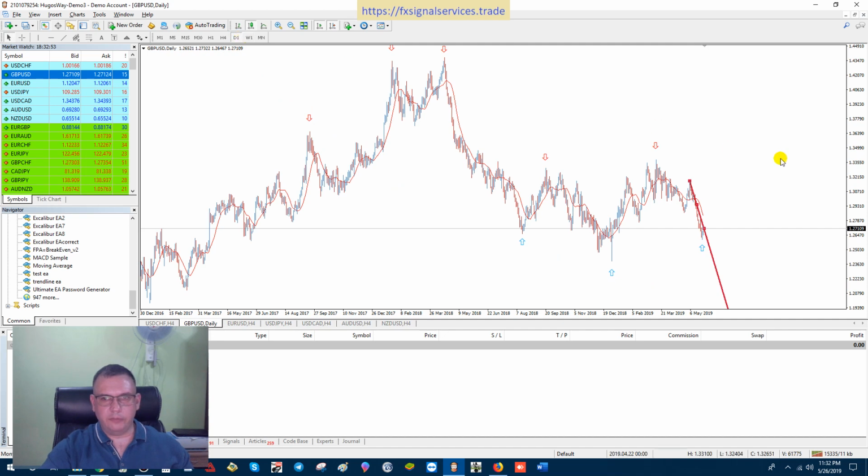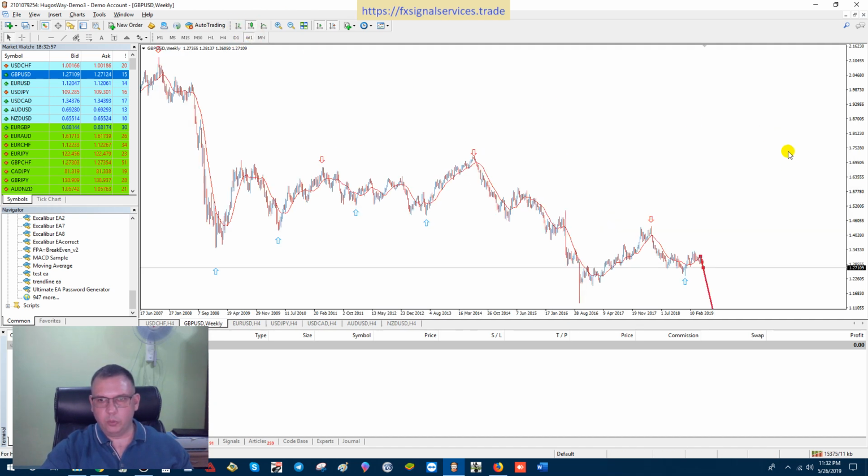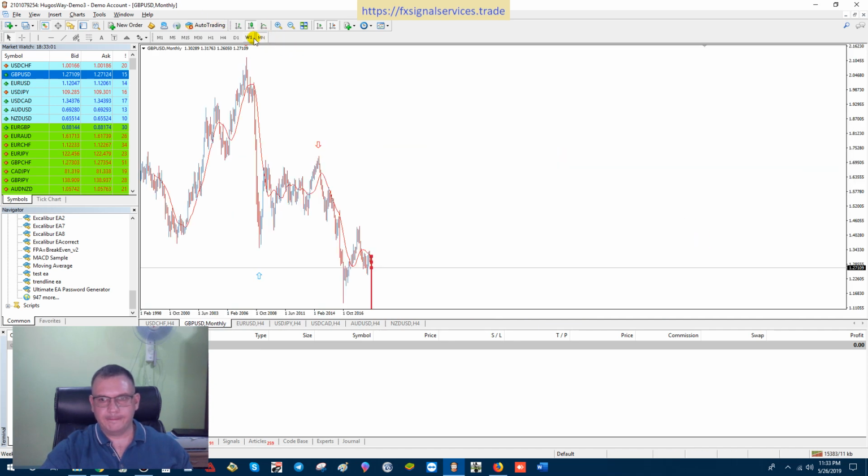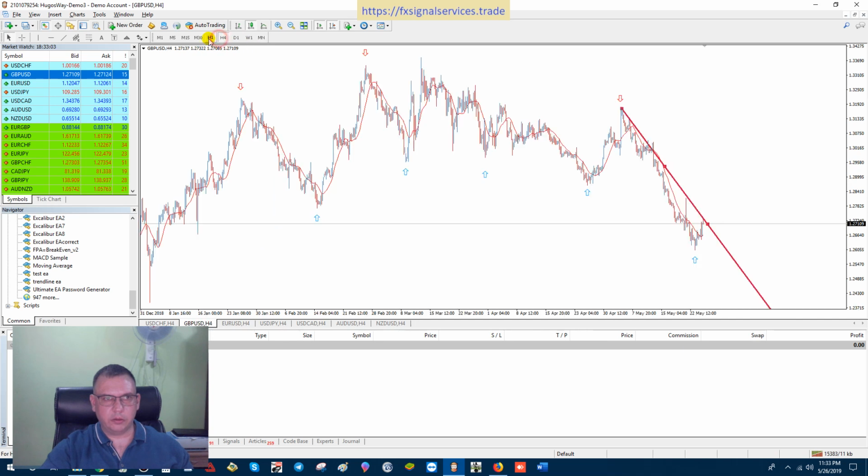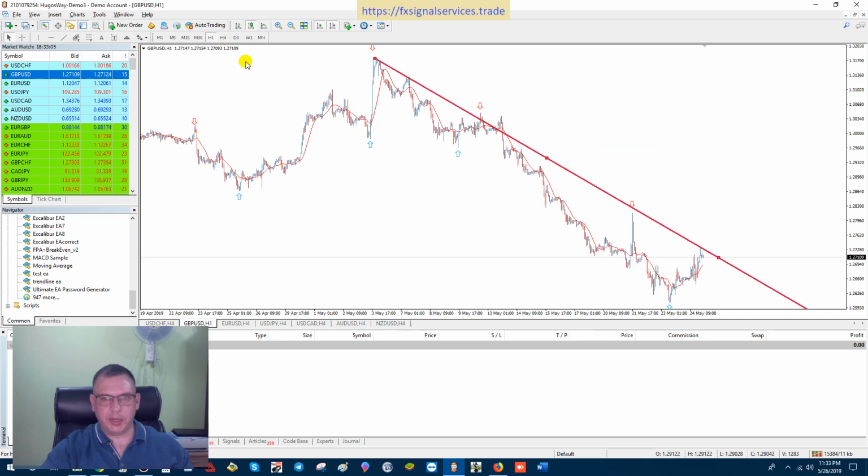All right. If we look on the daily, however, it shows up, and the weekly also shows it going to go up. So this past week, the Great British Pound had been dropping quite a bit, but now it looks like it's finally wanting to go up.